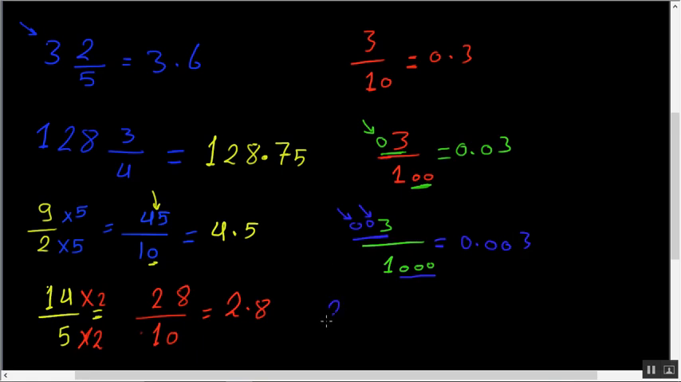If he said 2 and 4 over 100, here we have mixed number, 2 and 4 over 100. What can we say? Here we have 2 zeros, so we'll put 0 from the left side, and the result equals 2.04.